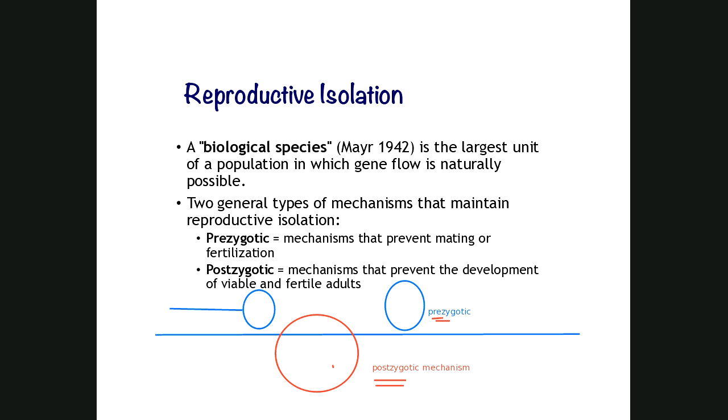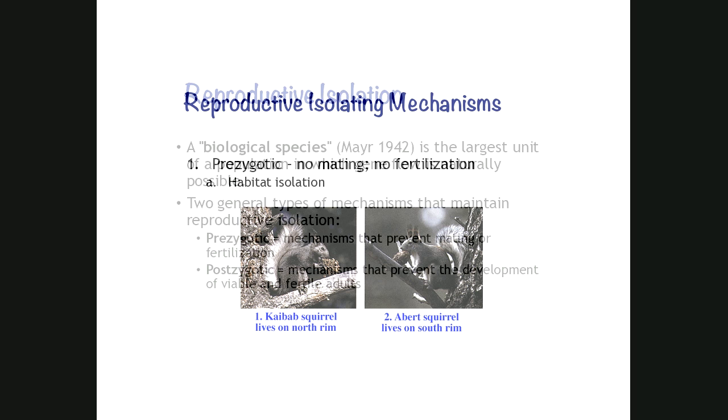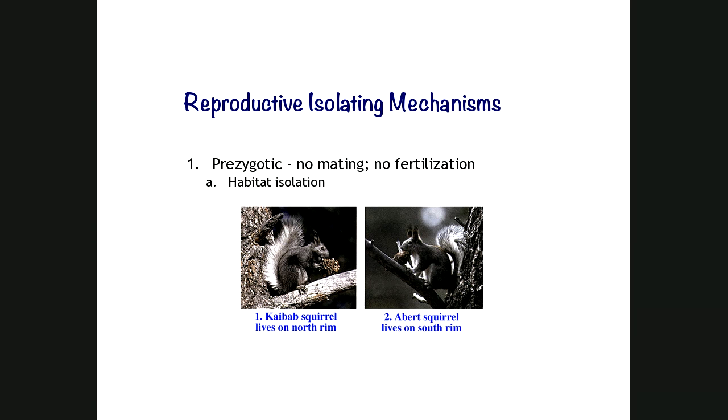So let's first take a look at pre-zygotic mechanisms. So one of the first types of pre-zygotic mechanisms is habitat isolation. And so habitat isolation is very easy. It means that the habitat between the two different species is different from one another, and they're unable to mate.